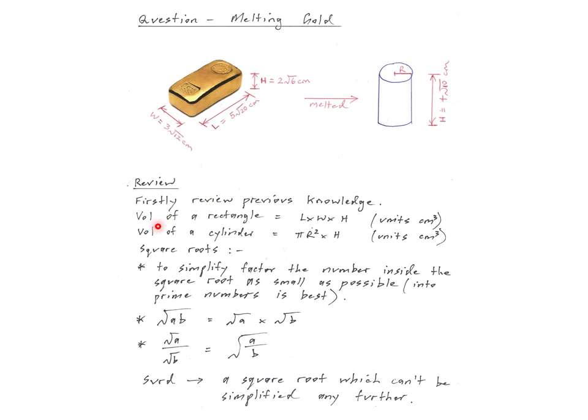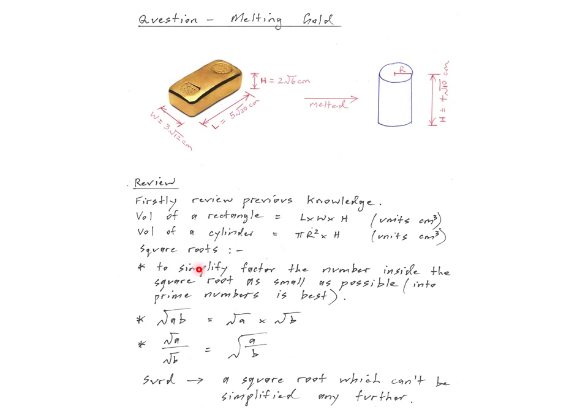I would first like to see them review their previous knowledge, which is finding the volume of a rectangular prism, which is length times width times height, and also finding the volume of the cylinder, which is pi r squared times the height, and giving the correct units, which are cubic centimetres.